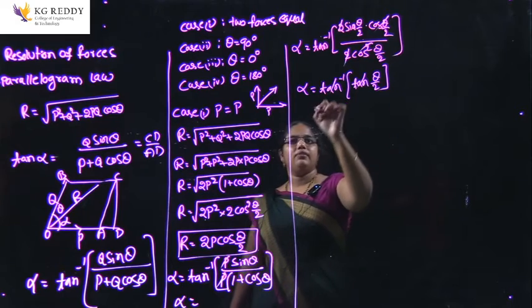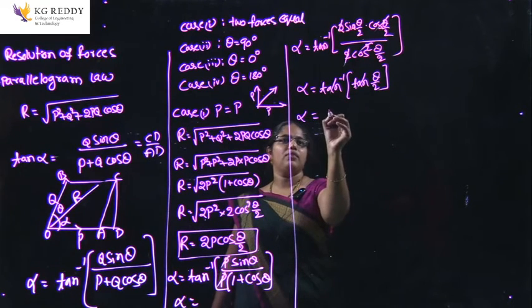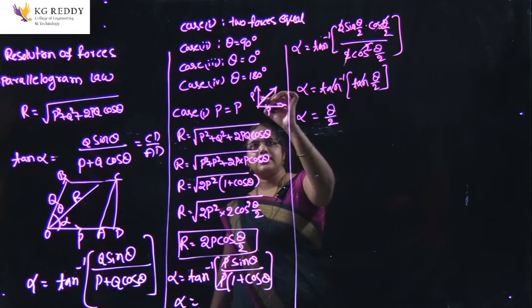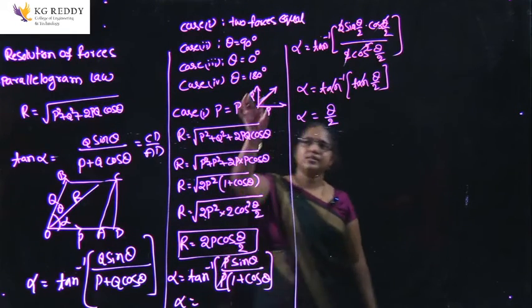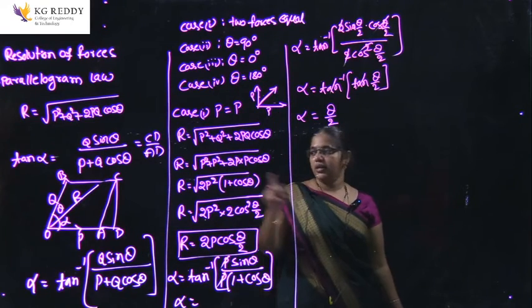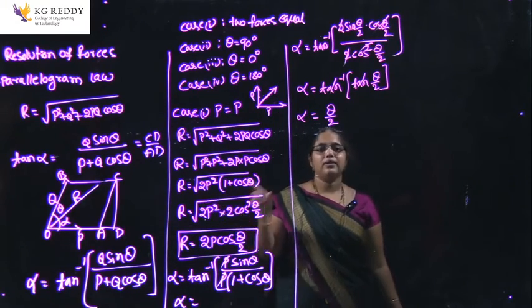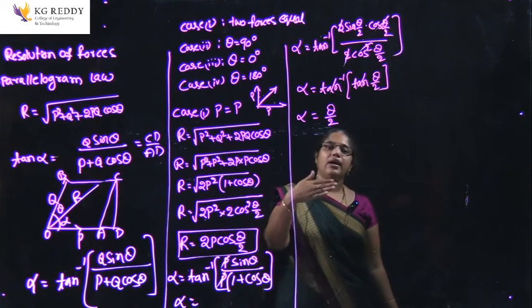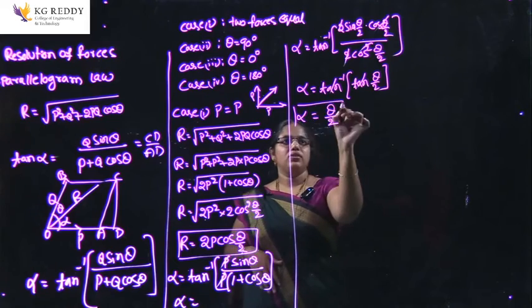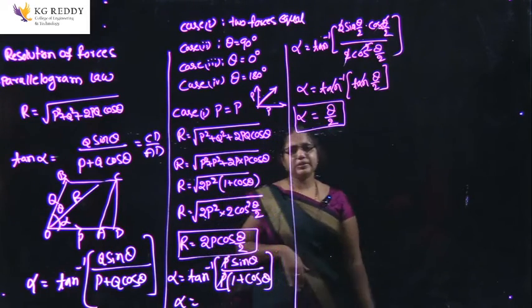So, again tan will get cancelled, inverse. So, alpha equals theta by 2. So, it always bisects, here both alphas are the same. Whenever two equal forces are applied on any body, at that time the resultant angle will bisect the angle between them. So, that is alpha equals theta by 2. This is case 1.